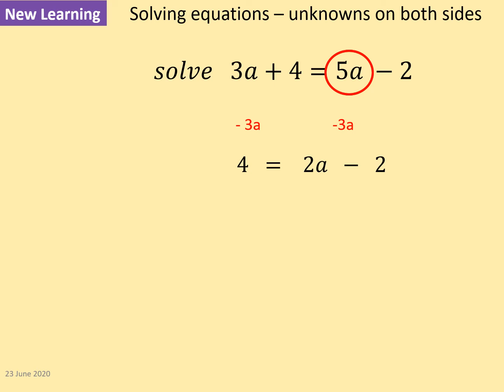To get rid of minus 2, I need to add 2. And I add 2 to both sides of the equation, so I end up with 6 equals 2A. Again, to solve this, I only want one A, so I need to divide by 2 because I have 2A, and this will leave me with 3 equals A.